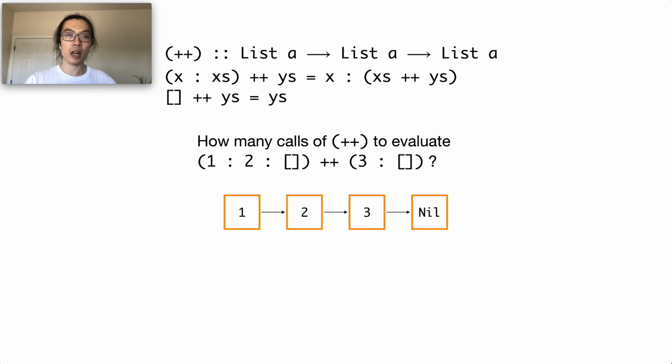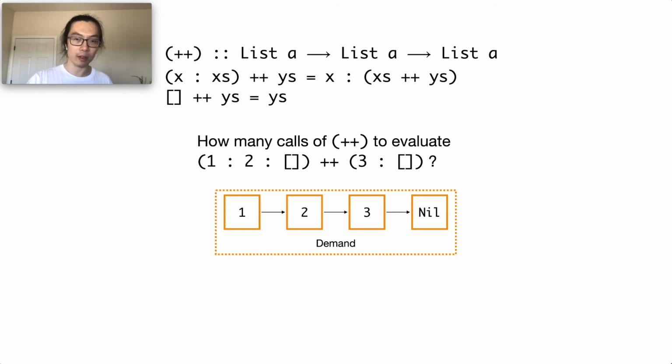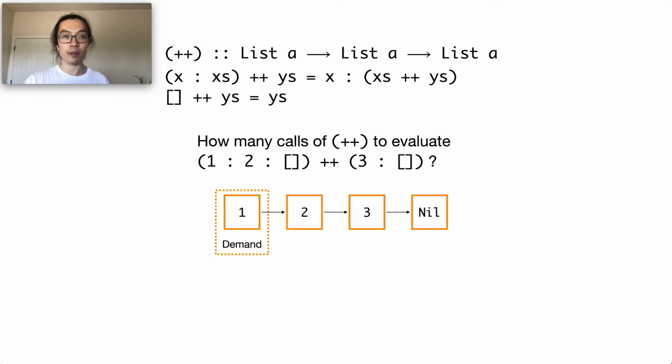In the case that every cell in the list is in the demand, we will need to call append 3 times, so the answer is A, 3 calls. In the case that only the first cell in the list is in demand, we only need to call the append function once, so the answer is B, 1 call. And in the case the entire list is not used at all, so there is no demand, the answer is C, 0 calls.